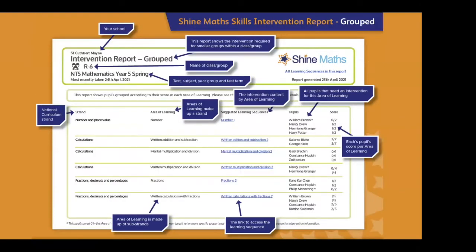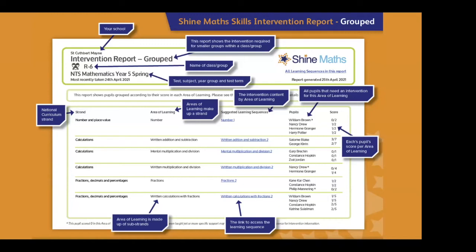If you're looking at grouped intervention reports here, again, you can see what areas it's looking at, and then it breaks it down into your smaller bite-sized pieces. So this is looking at number within number and place value, but then in calculation, you've got 3 different areas that it's looking at. One is written addition and subtraction, one's mental multiplication and division, and one's written multiplication and division.